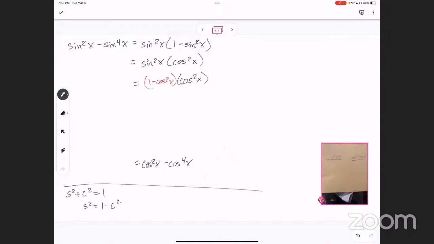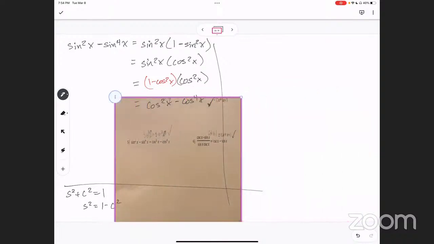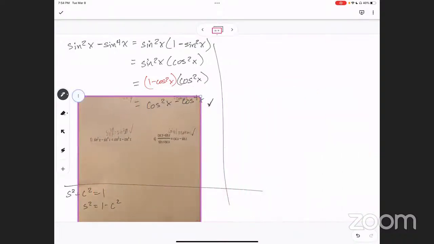Now I'm going to do what? Foil. Yeah, distribute. And I get cosine squared x minus cosine to the 4th x. You're done. That's what I wanted all along. Good? All right, this next one looks tricky.